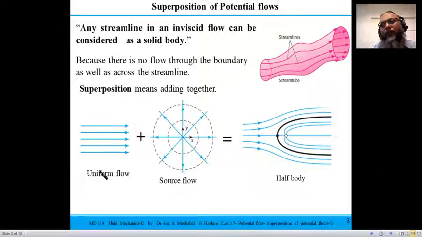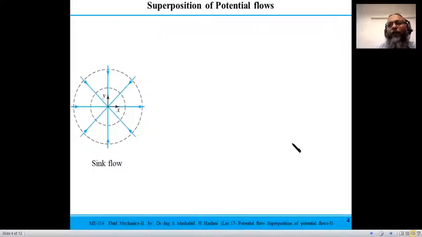But the superposition of the basic flows results in another flow, and we can easily work out, since we know the stream functions of both basic plane flows, the stream function for the resulting flow pattern, which is actually a superposition of the basic flows. Okay, let's look at another example.